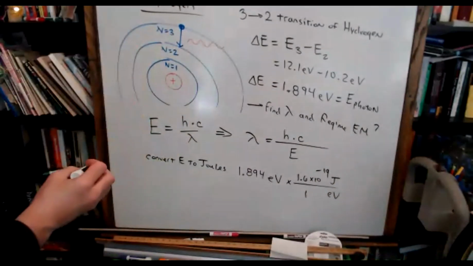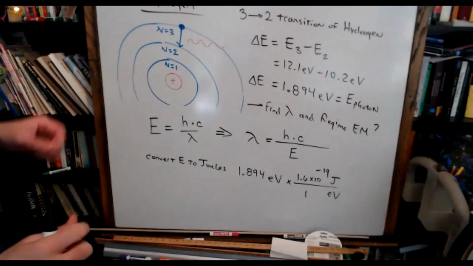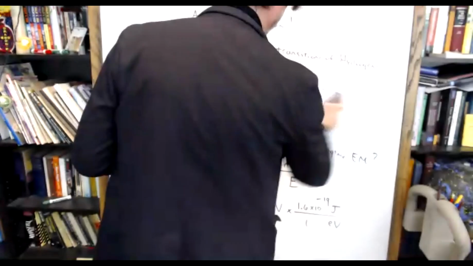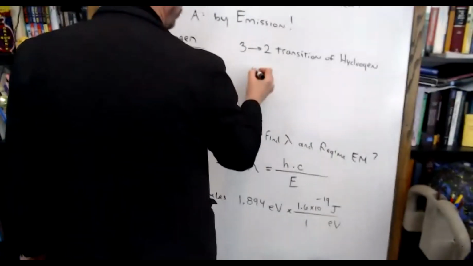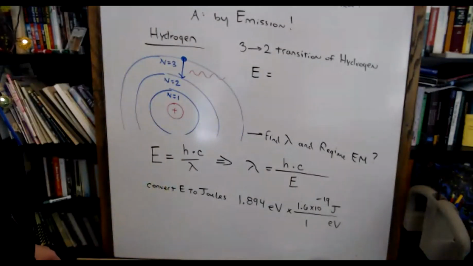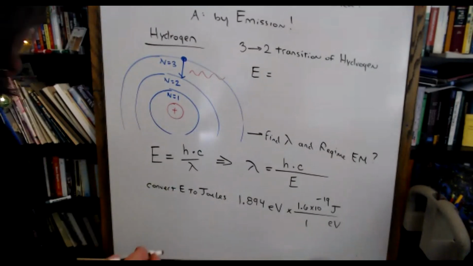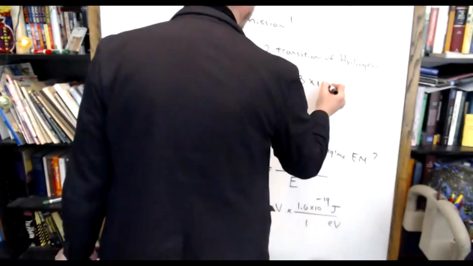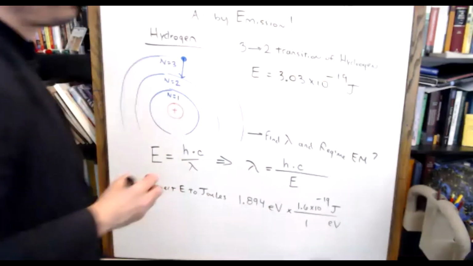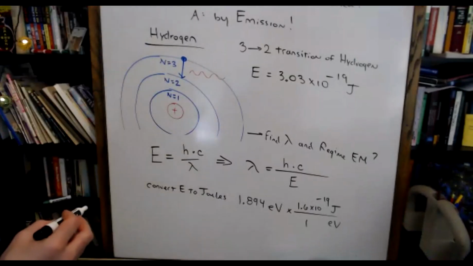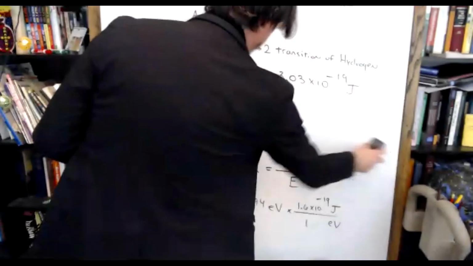Okay, let's keep 4 sig figs. What do you get? I got 3.0304 times 10 to the negative 19. All right, we'll keep 3 sig figs. All right. Now we're going to plug that into our formula.